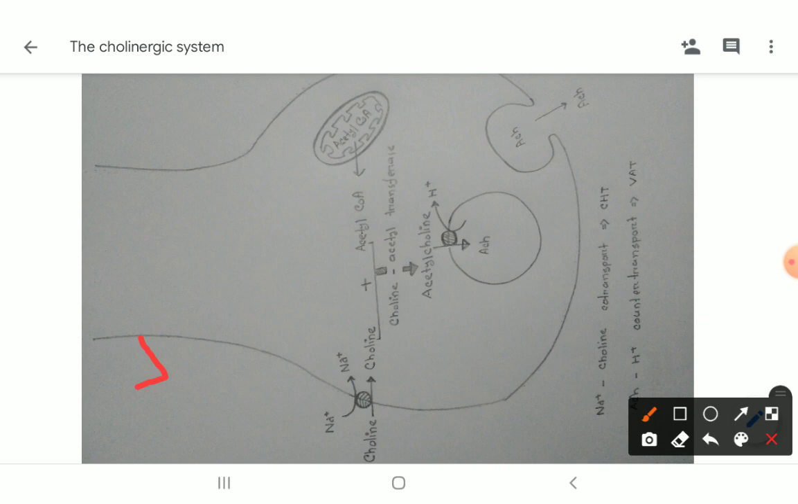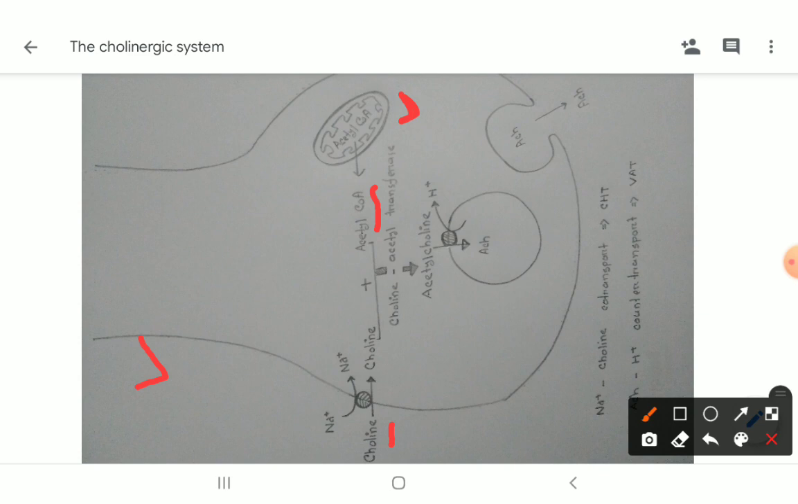It requires two raw materials. One is choline and another is acetyl CoA. Acetyl CoA is synthesized within the mitochondria. So within the presynaptic nerve terminal there are a lot of mitochondria. You can see a mitochondrion here, and within the mitochondria acetyl CoA is synthesized. Acetyl CoA then comes from the mitochondria into the cytosol here. And choline comes actually from the diet.